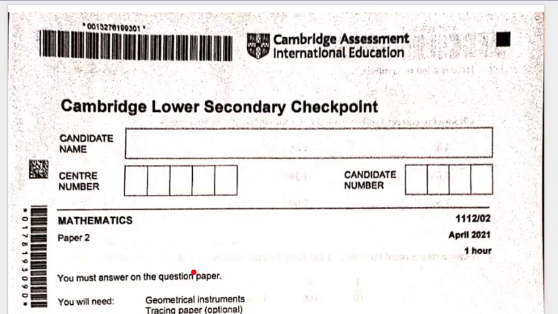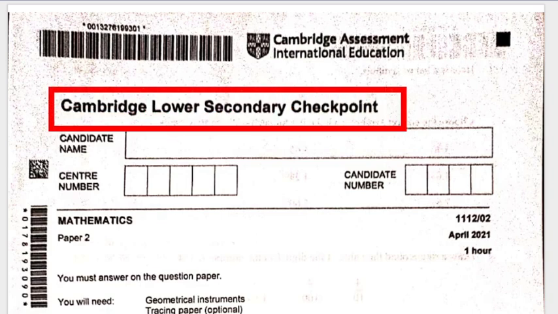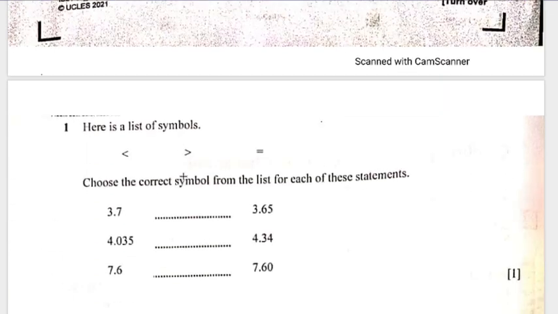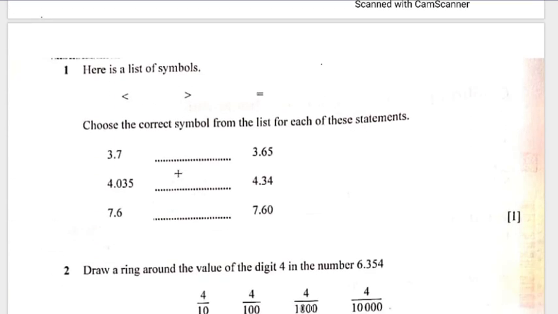Alright, so in this video, I'm going to discuss Cambridge Lower Secondary Checkpoint, which is a Maths Paper 2. And this is actually this year's paper, but it's on April 2021. So maybe you can use this video as your revision, alright? So let's go through the questions here.